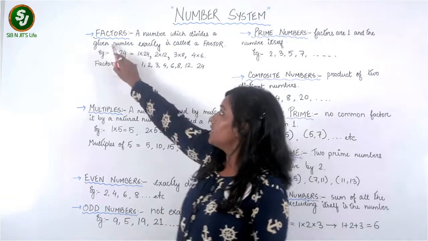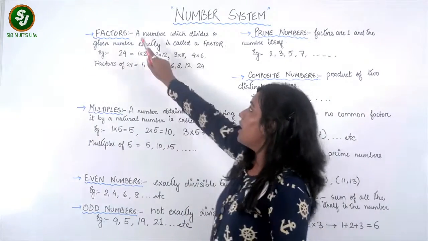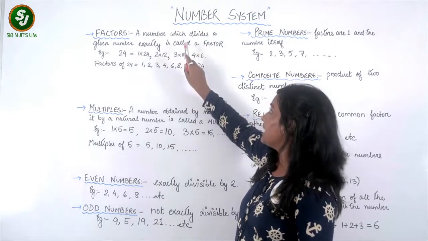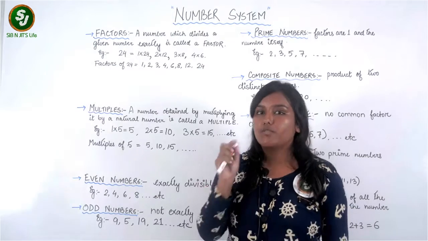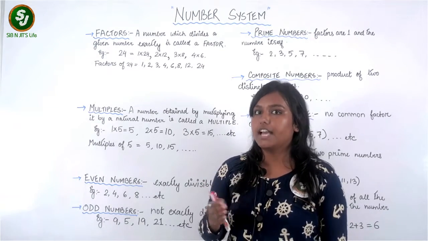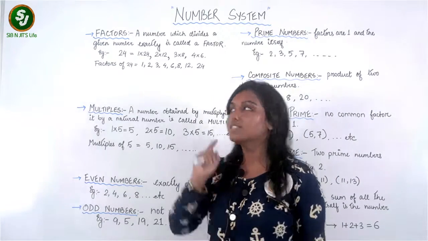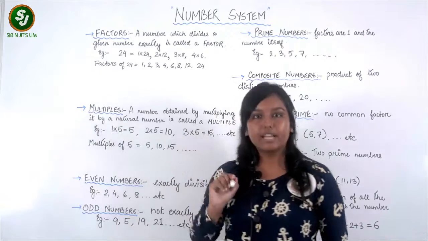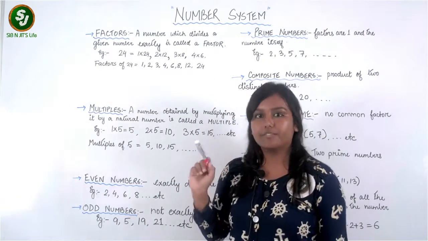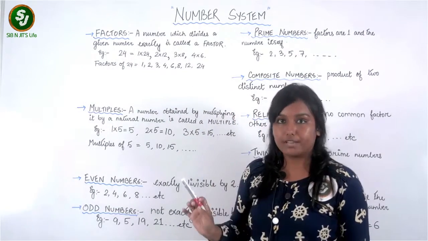Friends, now let's look at some of the other types of numbers in the number category. Okay, first let us try to understand what are factors. A number which divides a given number exactly is called a factor. So whenever you divide a number by another number and you see that it is exactly divisible, then those numbers are said to be your factors. Now suppose I say 24. Okay, 24 is your given number, and let's try to find out the factors of 24.